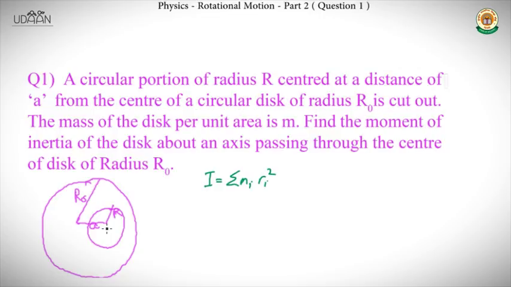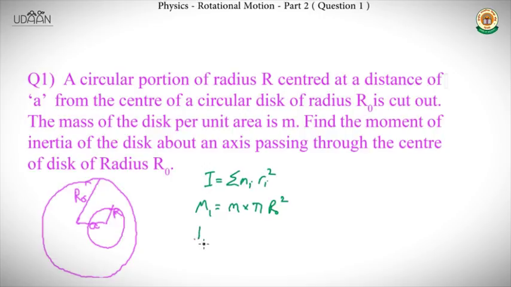So first we'll find the moment of inertia of the entire bigger disk with the assumption that the central part is not removed. For that, first we need the mass of the entire bigger disk. Let's assume m1 is the mass of the entire bigger disk. So this will be equal to m, the mass per unit area, into pi r0 square, which is the area of the bigger disk. So we have found the mass of the bigger disk.